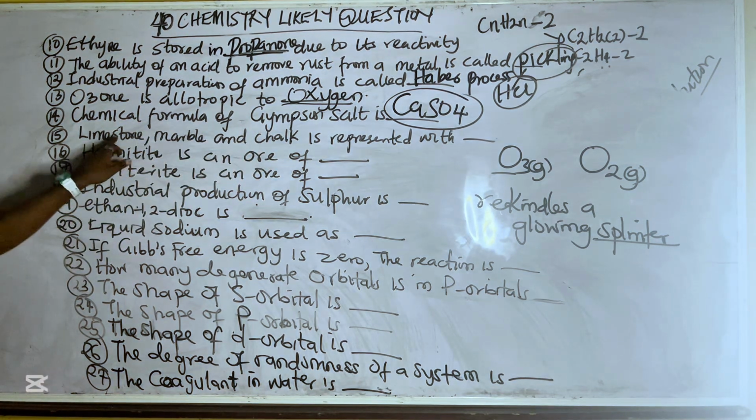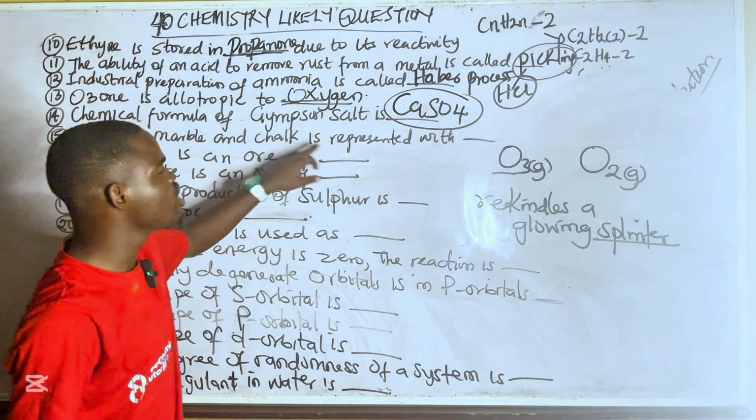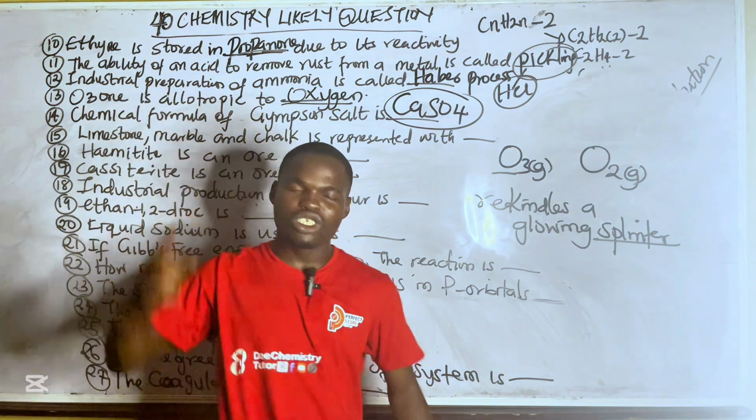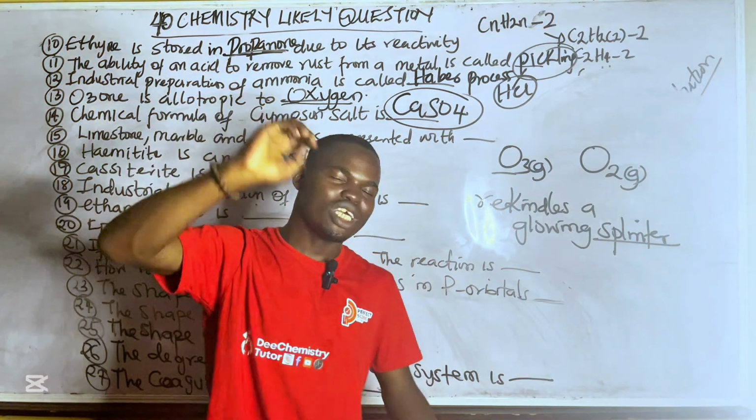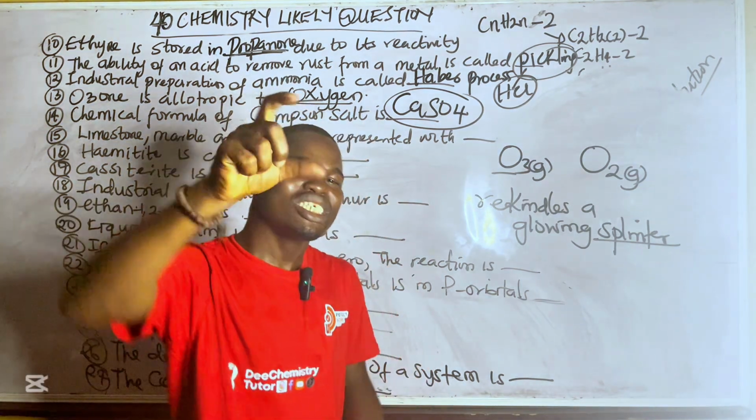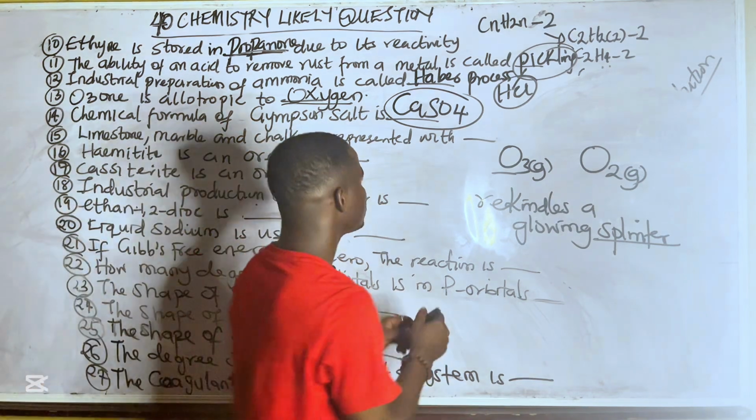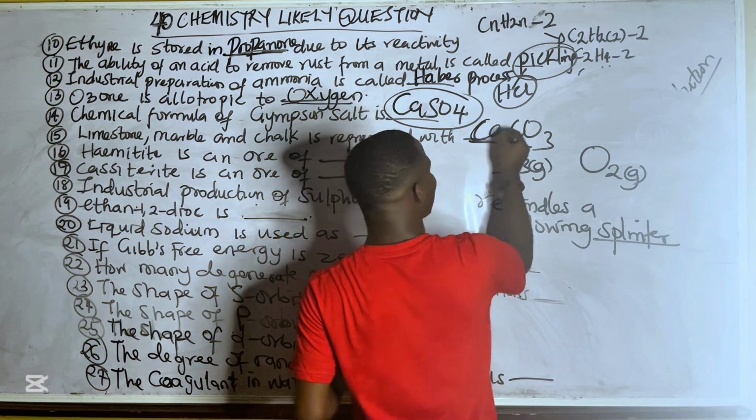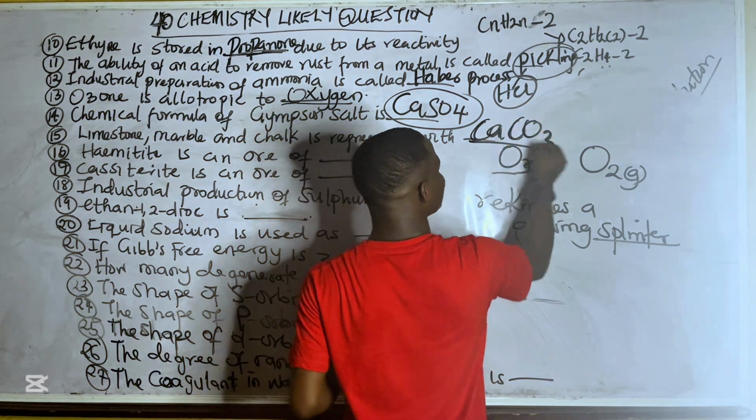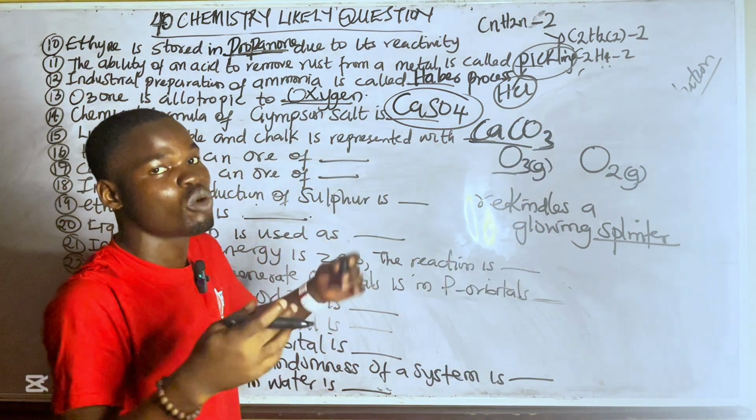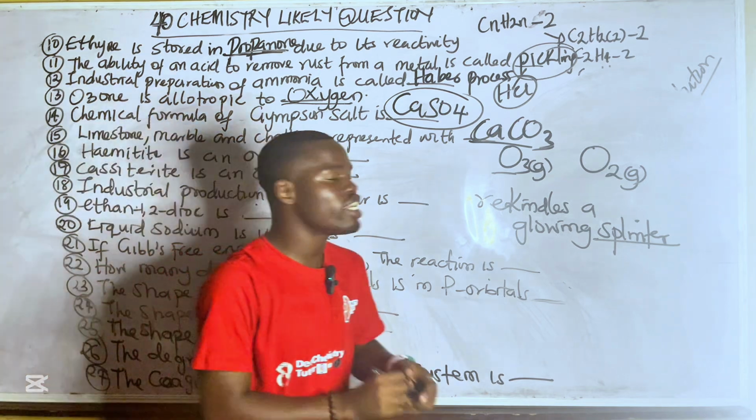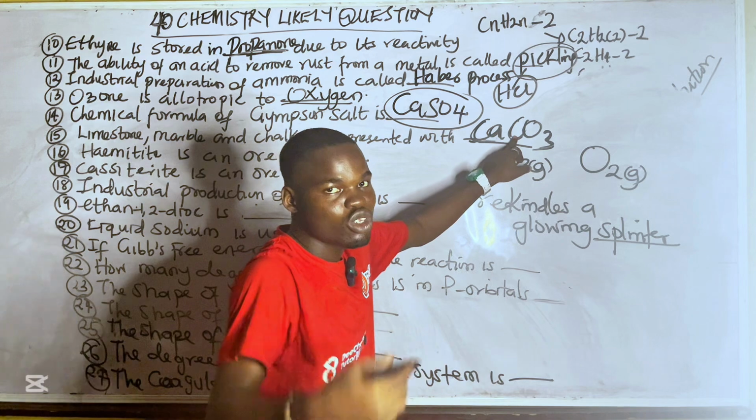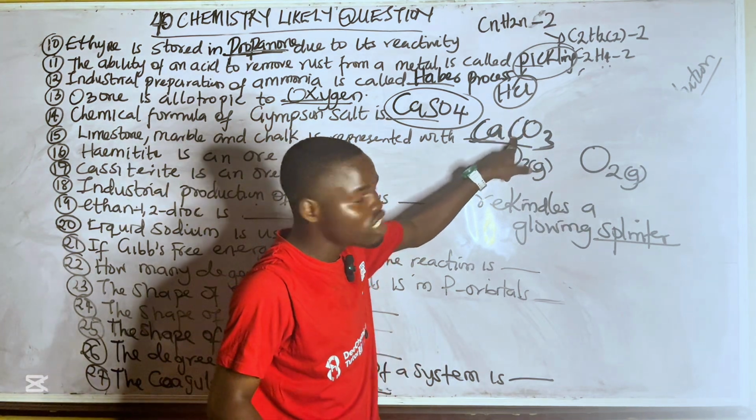Now, limestone, marble, and chalk is represented with dash. Anywhere you see limestone, chalk, or marble in chemistry, it means calcium carbonate, CaCO3. That is not the normal name, that's what we call it, just a way to know it. The actual name is calcium trioxocarbonate(IV). You go and calculate the oxidation state of carbon.